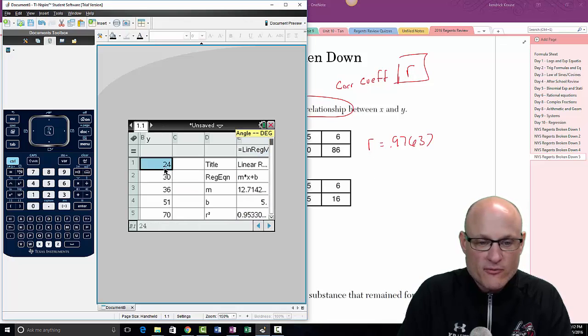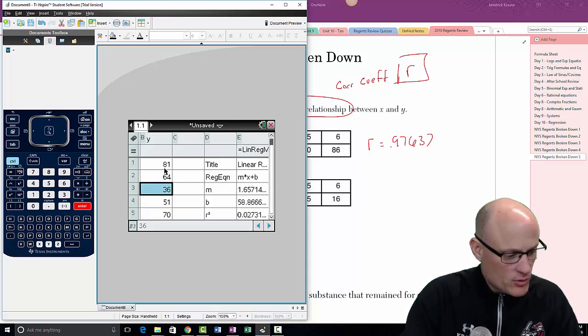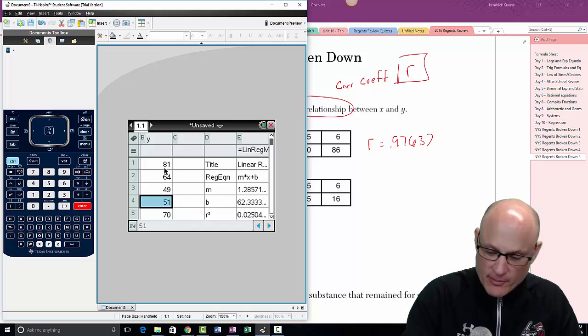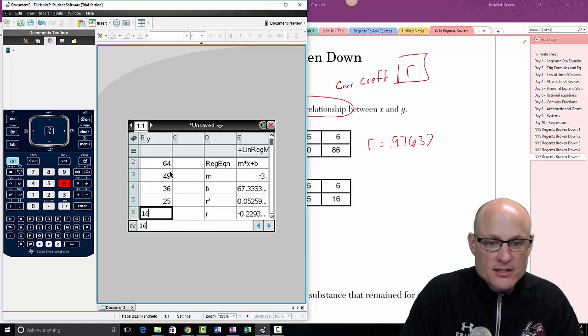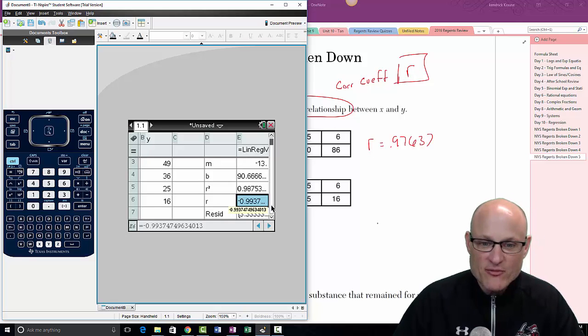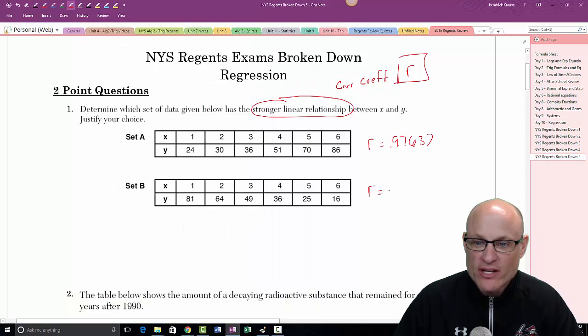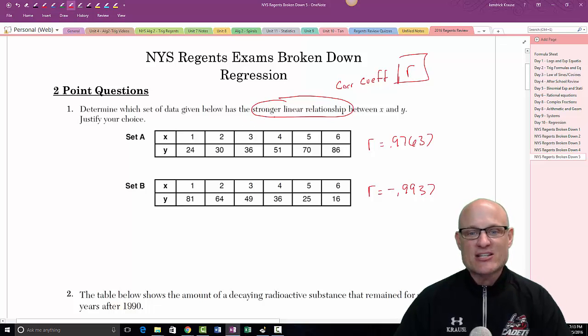81, 64, 49. Notice this is coming down, so this is going to have a negative correlation. And if we look down here, yeah, there it is. The correlation coefficient is negative 0.9937. So R equals negative 0.9937. So the question says determine which has a stronger linear relationship.